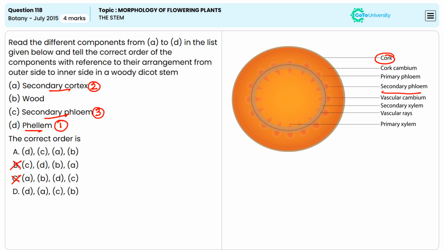Now finally we have wood, and this is the innermost region consisting of the xylem tissue, and it is responsible for the water and minerals transport and provides structural support. So the last one will be the wood, which makes option D the correct answer, whereas option A is incorrect.